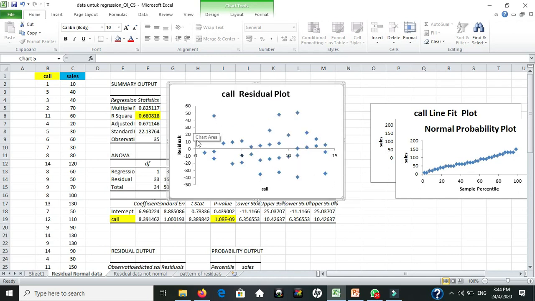In order to examine the pattern, we should see the zero line here. If, for example, the blue dots here are scattered around the zero line, we can conclude that the distribution does not violate the assumption.